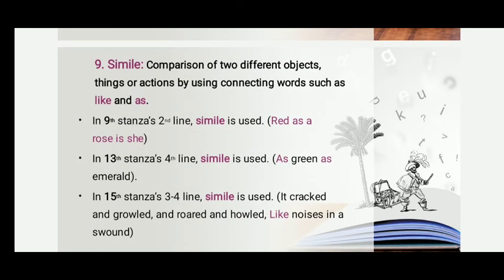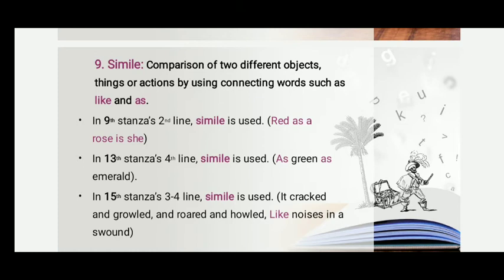Ninth literary device. First part of this poem is simile. What is simile? Comparison of two different objects, things, or actions by using connecting words such as like and as. This is called simile. In this poem, in 9th stanza, second line, simile is used.